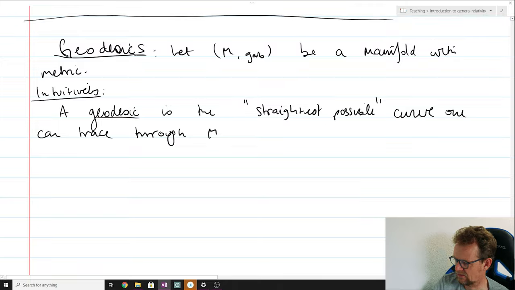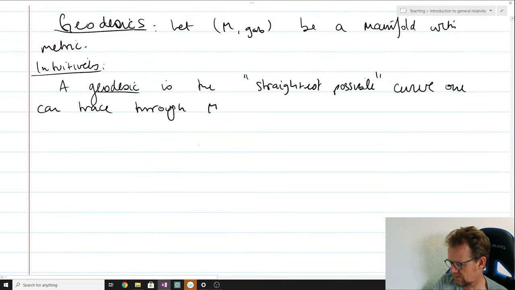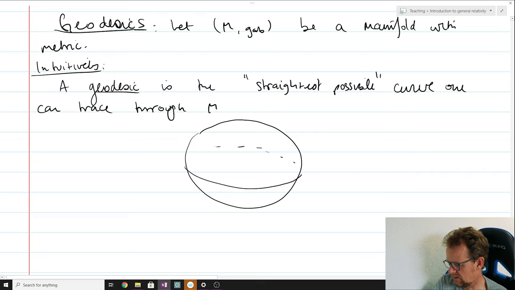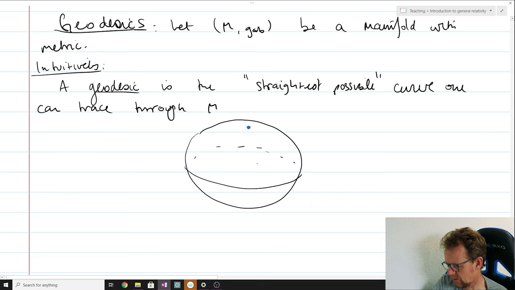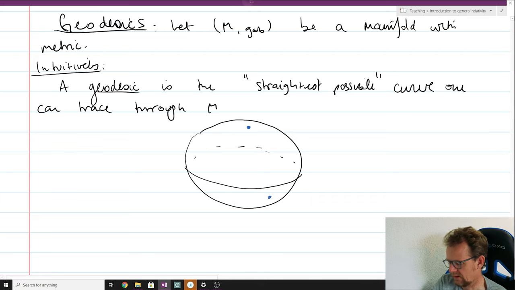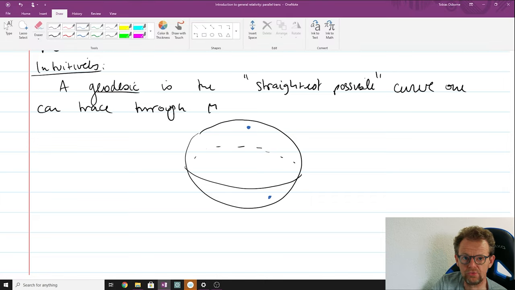Straightest possible curve you can trace through M. Now I'll give you the motivation of this concept in terms of embedded manifolds, and then hopefully that'll motivate the definition that we have, the intrinsic definition that we come up with presently. Hopefully we'll be motivated by this.